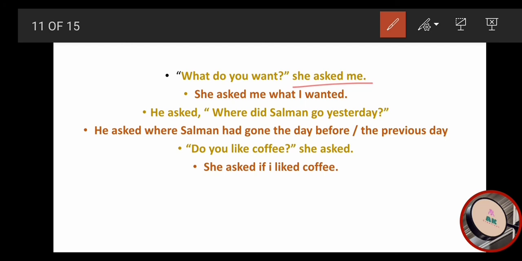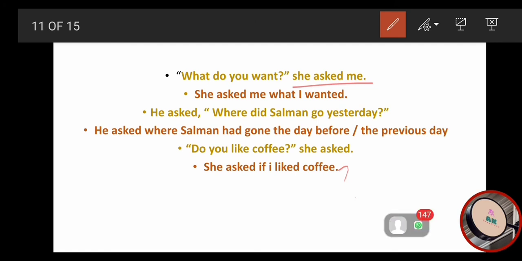Okay, change the pronoun, backshift the tense, change the time or place expression. Like want becomes wanted, right? For question words like what, remove the auxiliary verb like do. So here, "Do you like coffee?" she asked. Okay, so she asked if I liked coffee. Do you become I, and want will be wanted. You should know each and every point, not a question mark.